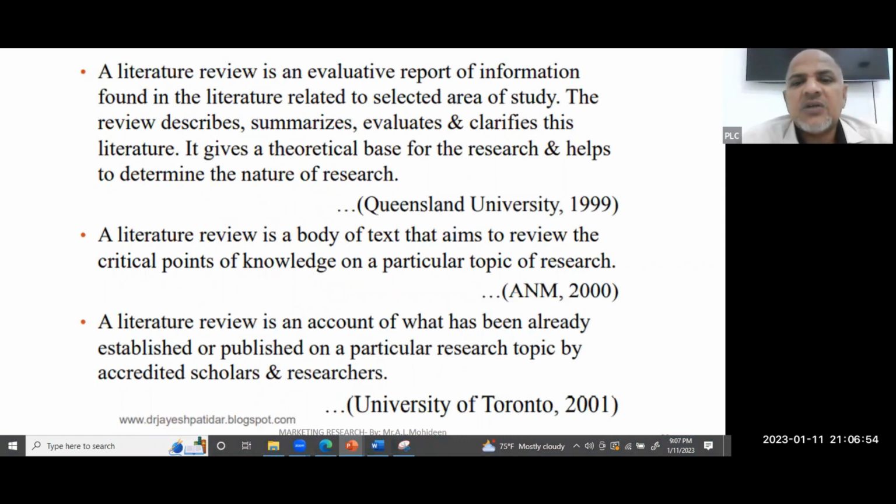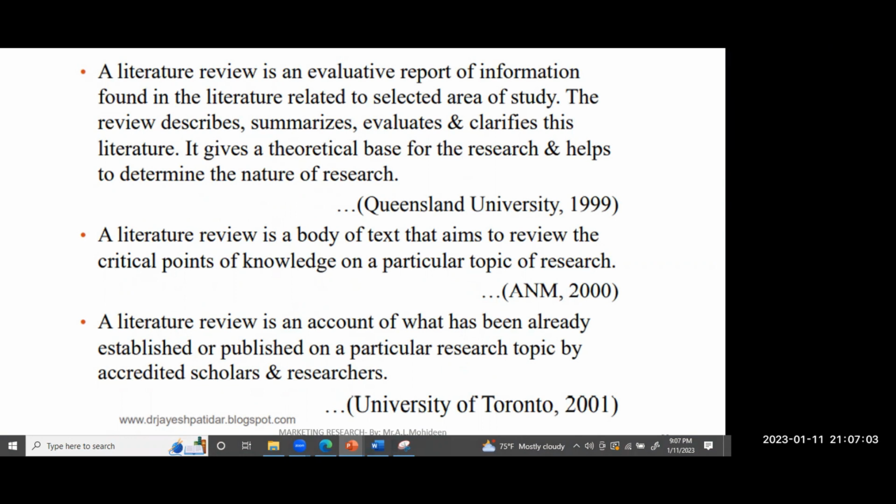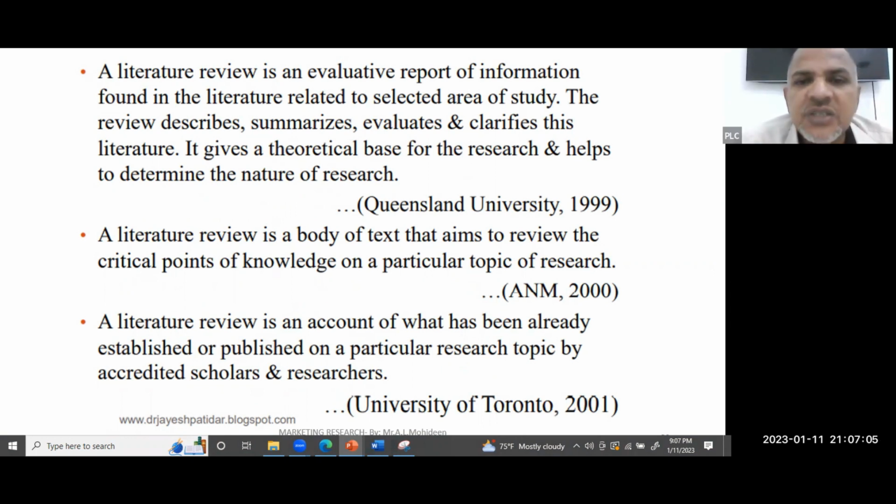Literature review. Queensland University in 1999 told about it. What is that? A literature review is an evaluation report of information found in the literature related to a selected area of the study. The review describes, summarizes, evaluates, and clarifies the literature. It gives a theoretical base for the research and helps to determine the nature of the research. So you have to get some basement. Based on the literature, you are going to continue.